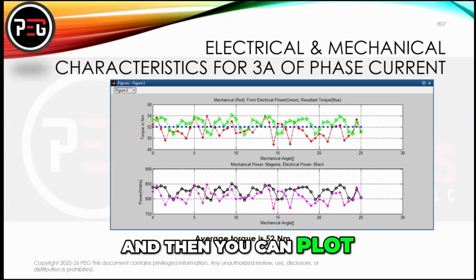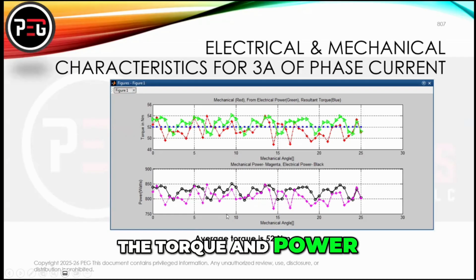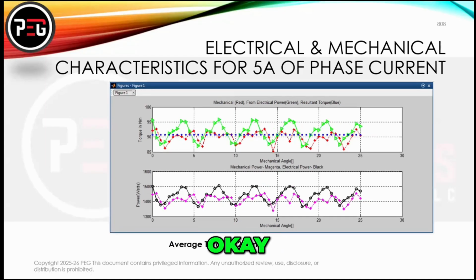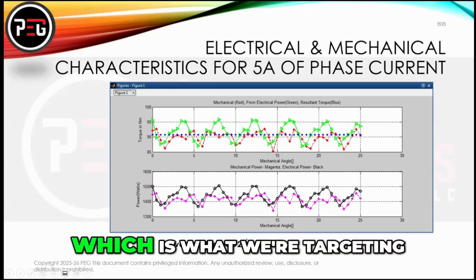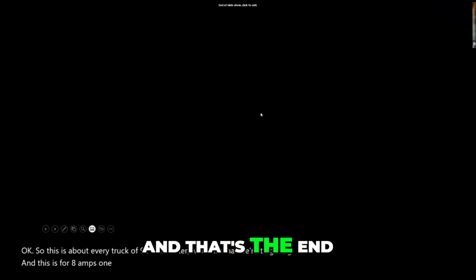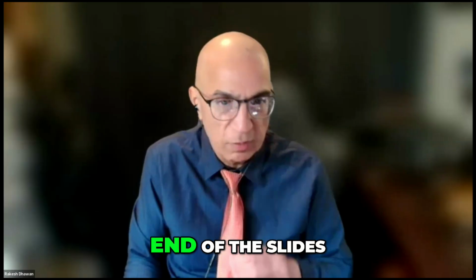And then you can plot torque and power with respect to your angle here, and you can see what's happening with your design. Okay, so this is about average torque of 92 Newton meter, which is what we're targeting. 8 amps, 140, and that's the end of the slide. Okay, so this is the end of the slides.